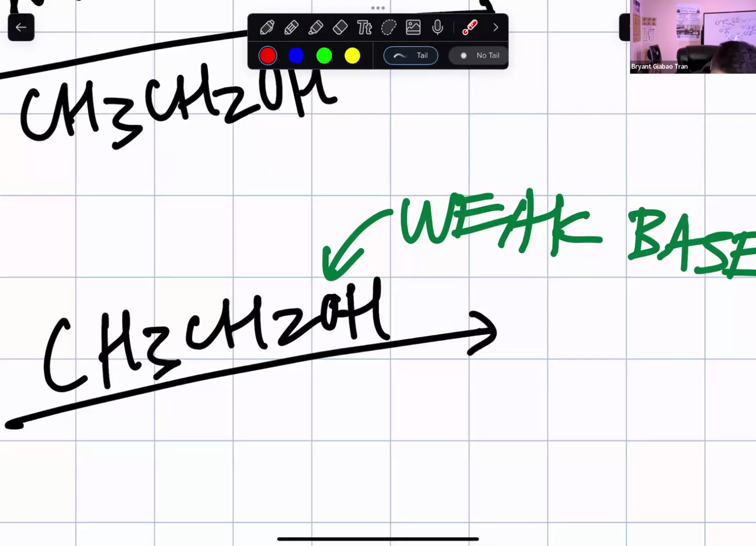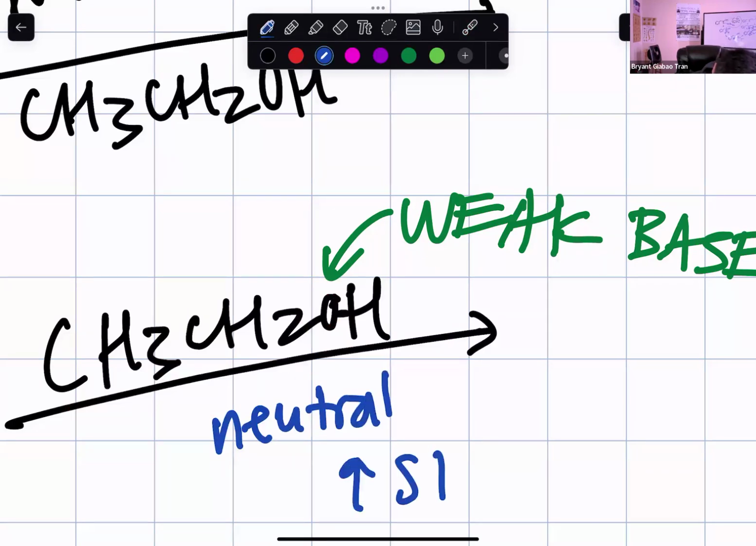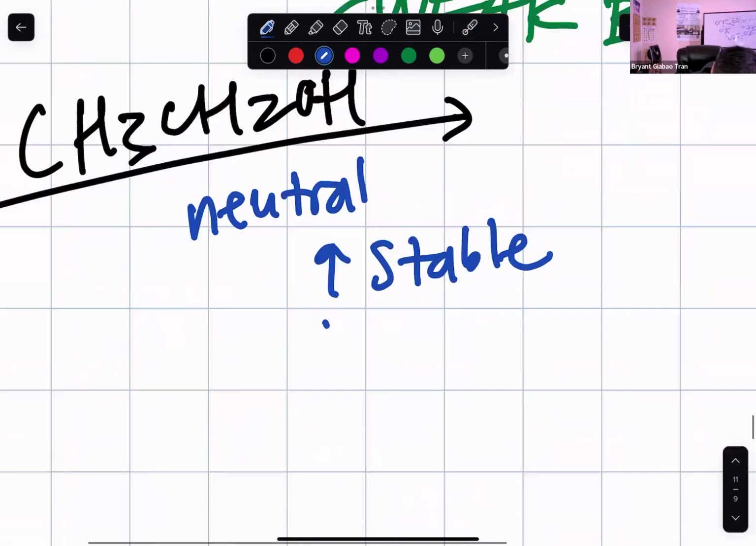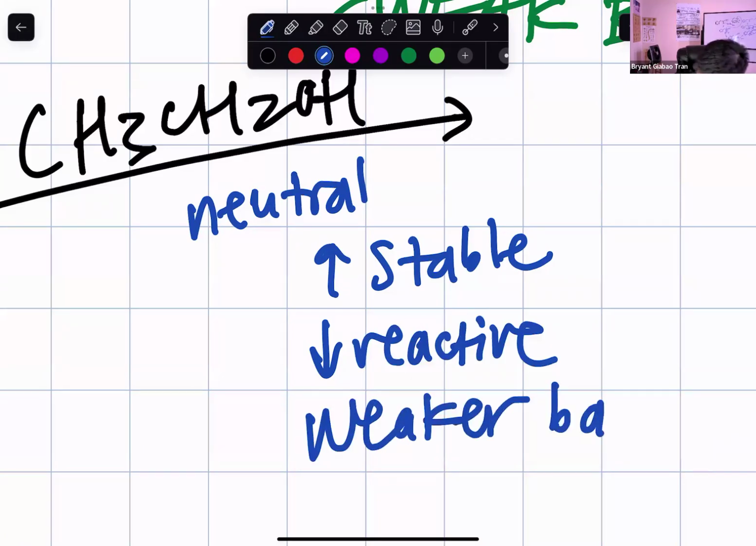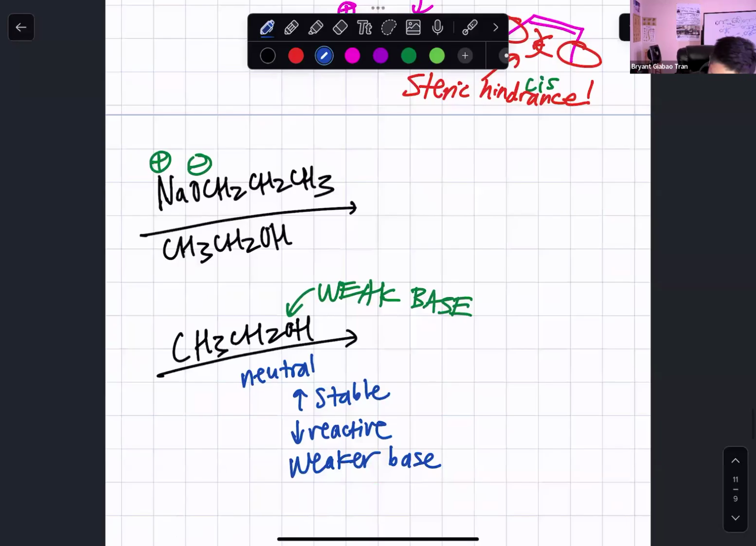Right. Because there's no full negative charge on that oxygen, it's neutral. And because it's neutral, it's more stable. And because it's more stable, it's less reactive. And making it a weaker nucleophile, weaker base, or nucleophile, weak base, like that.